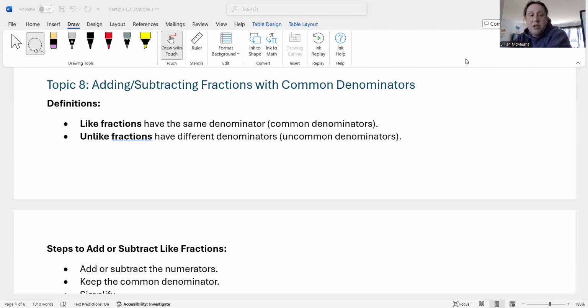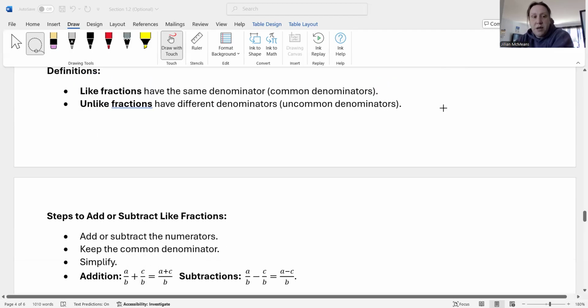So we've got a couple of definitions. Like fractions have the same denominator, a common denominator. So we could say we're adding like fractions or subtracting like fractions, or we could say we're adding and subtracting fractions with common denominators. It means the same thing. Unlike fractions have different denominators. So I could say adding and subtracting unlike fractions or adding and subtracting fractions with uncommon denominators. Same thing. Okay. So for topic 8, we're going to focus on common denominators. Topic 9, we'll look at different denominators or uncommon denominators.